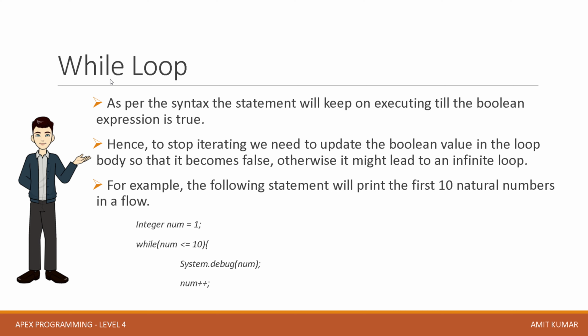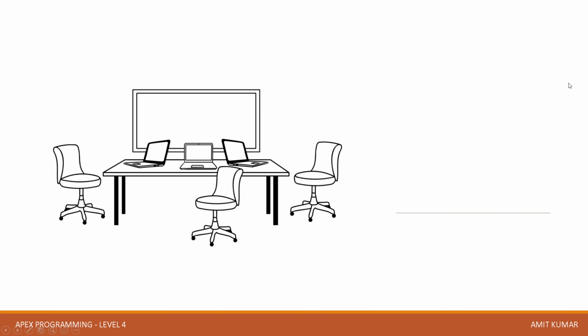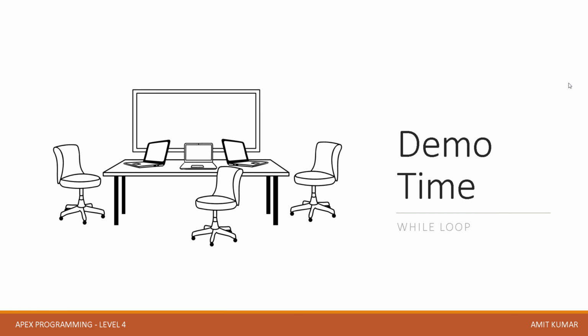So definitely the first time num will be 1, condition will be true, it will print 1 and then the num value will become 2. After the closing brace, it will check the condition again. So every time it will print the value and update the value. Now imagine when the value of num is 10, definitely the condition is true, it will print 10 and then it will become 11. And after that, when this condition will be evaluated, the condition will become false and this while loop will stop iterating.